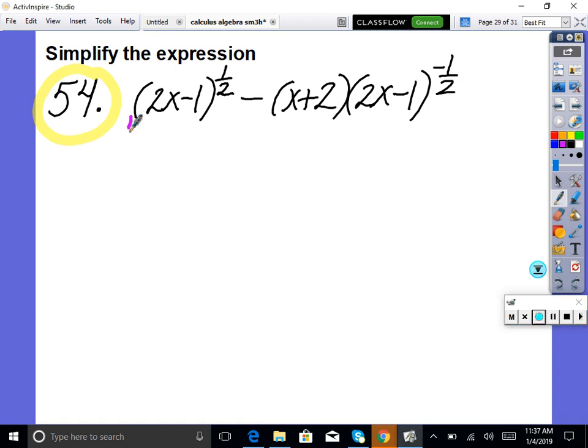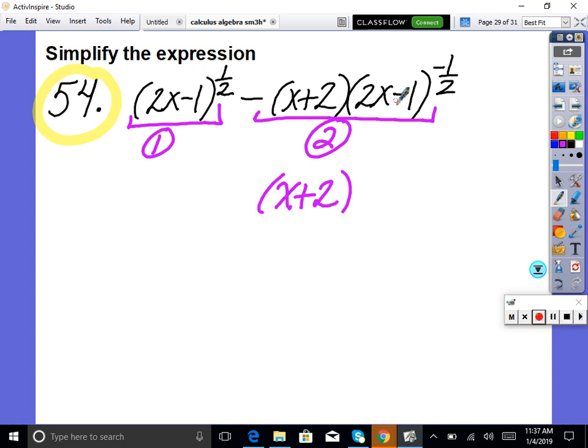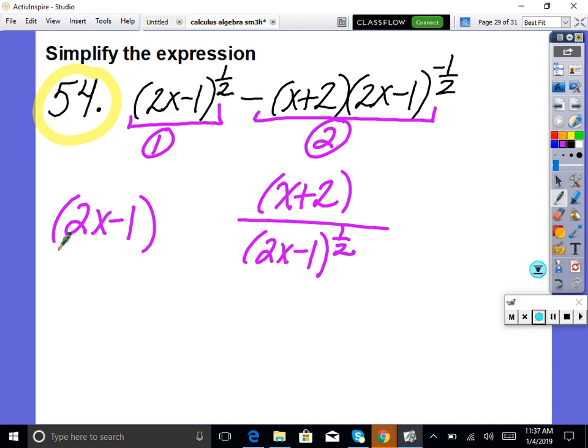Okay, let's go in sections. With this section, there's nothing we can do, right? We can't just 1/2 that, 1/2 that, so there's nothing more. So section 1 is done. Moving on to section 2 here. Good, that needs to become x plus 2, and then you flip that, so that would be all over 2x minus 1 to the 1/2. Do you agree? So section 1, 2x minus 1 to the 1/2, minus section 2. That's what we're looking at.